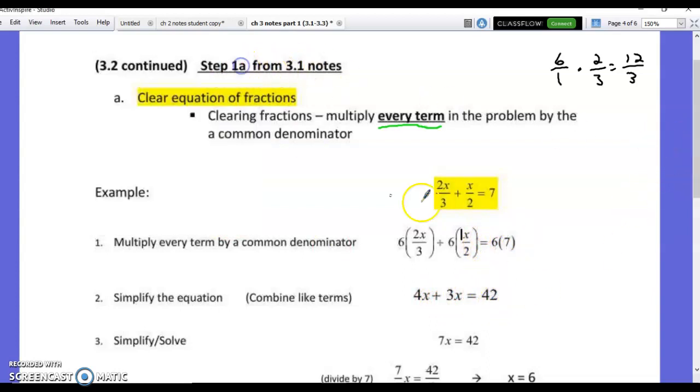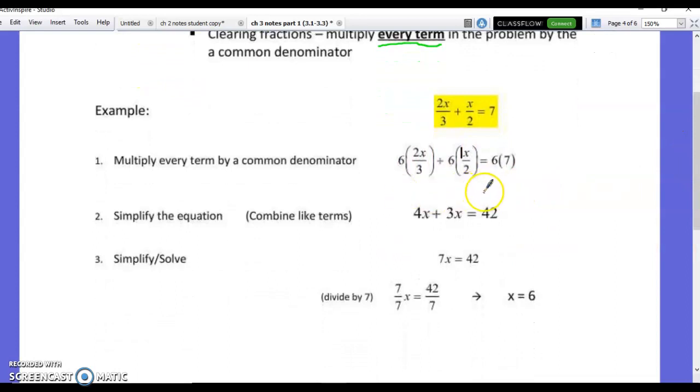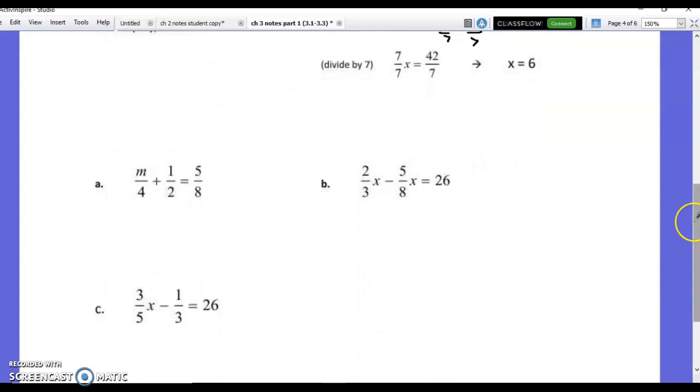All right, so now what we essentially did is we increased all of these terms by a factor of 6. And since we did it to everything, we're keeping it balanced still. So over here, now all I have to do is combine my like terms, and I'm back to the 2-step problem or 3-step problem, wherever we would be at. 4x and 3x are like terms, and become 7x equals 42, and then you divide by 7 on both sides, which is what I showed in this step. And then we get our answer: x equals 6. All right, so we're going to walk through these 3 examples. I'm going to show you how I would do them. Pause if I start going too fast.